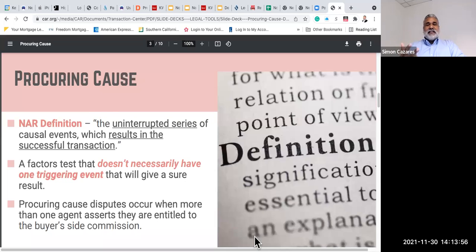The buyer must be ready to submit the offer, execute the purchase agreement, right? And then ultimately accept either the terms of the seller, open escrow, and go through the whole motions of getting pre-qualified, going through the motions of inspections. That's a multiple of factors that results in what we call a procuring cause. Okay. And then disputes occur when more than one agent asserts they're entitled to the buyer's side commission.